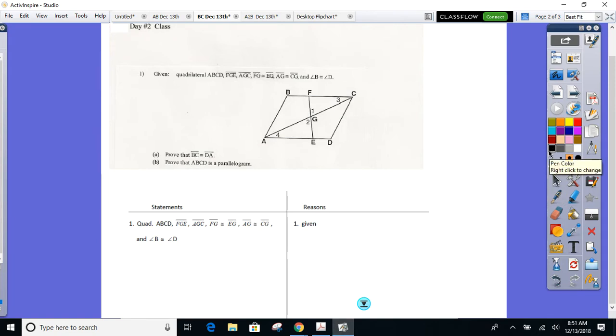So let's discuss, how do I get BC and DA congruent? All right, well, let's go to my givens here. Wow, we got a lot. FG is congruent to EG, and AG is congruent to CG. Angle B is congruent to angle D. Got it. A lot going on, huh, guys? All right, right off the bat. Woohoo! I know what some of you are thinking.